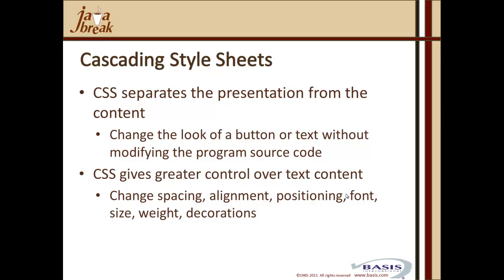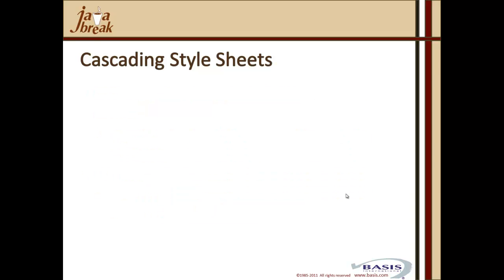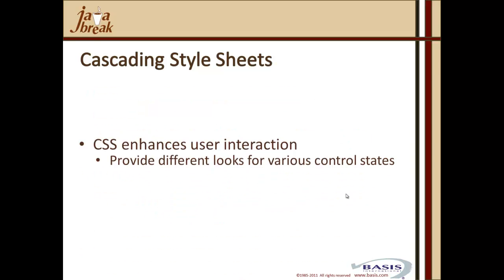So as you hover, for example, over the text that you wish to have the user input, you can actually change the font. It can pop up at them, perhaps in a different color. The weight, the decorations, all of that is controllable via cascading style sheets.